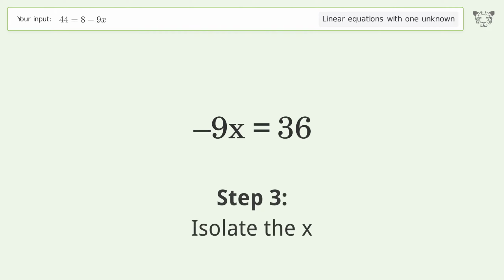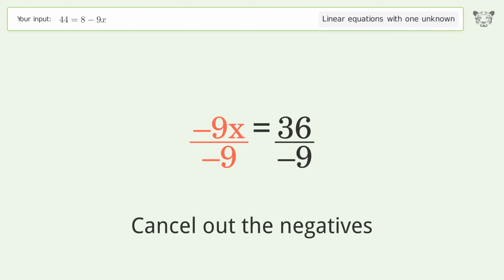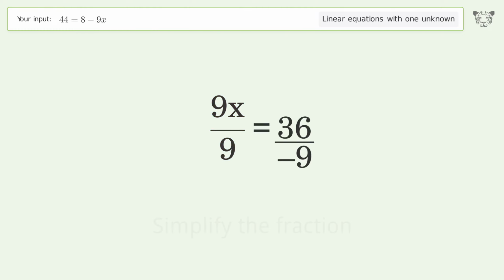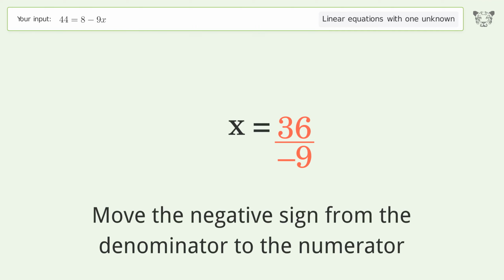Isolate the x. Divide both sides by negative 9. Cancel out the negatives. Simplify the fraction. Move the negative sign from the denominator to the numerator.